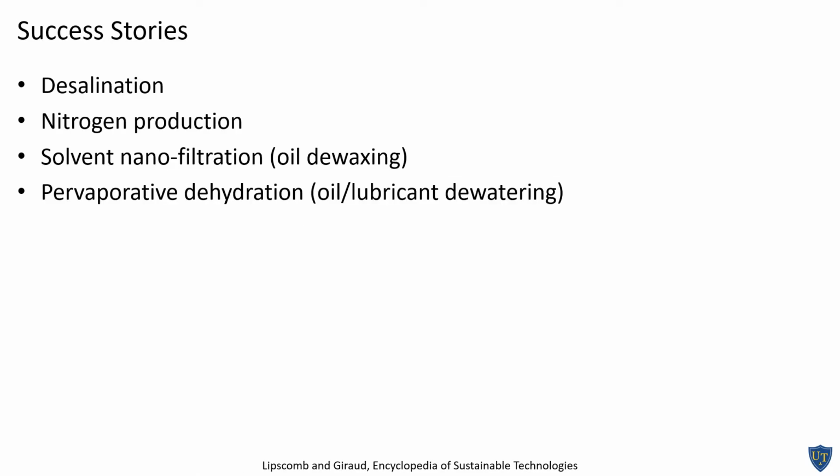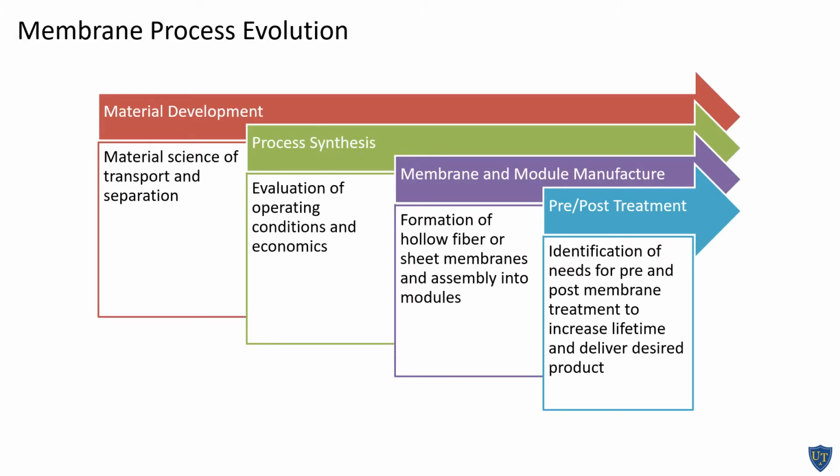There are a number of success stories where membranes have displaced other separation processes. For example, desalination, where membranes have displaced, in large part, thermal processes such as multi-effect distillation and multi-stage flash. Nitrogen production from air, where membranes have displaced cryogenic distillation. Solvent nanofiltration is another application, as well as evaporative dehydration. All these processes have shared a common evolutionary history. And the history is illustrated here.